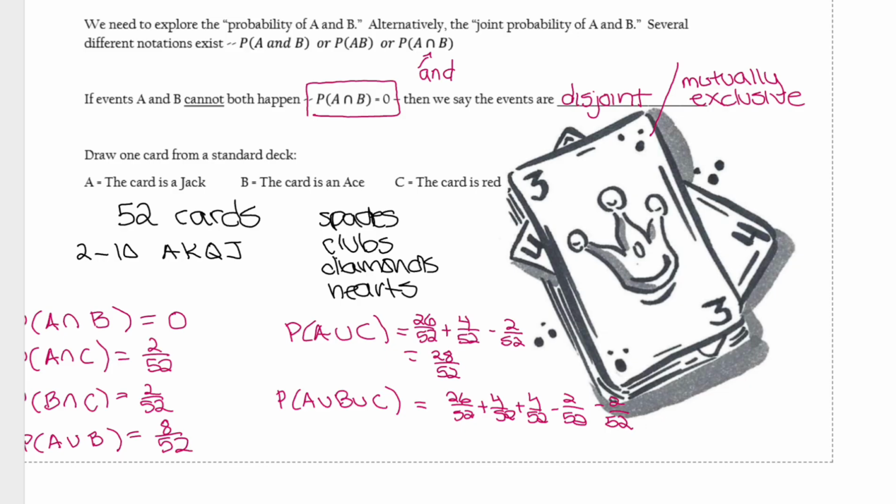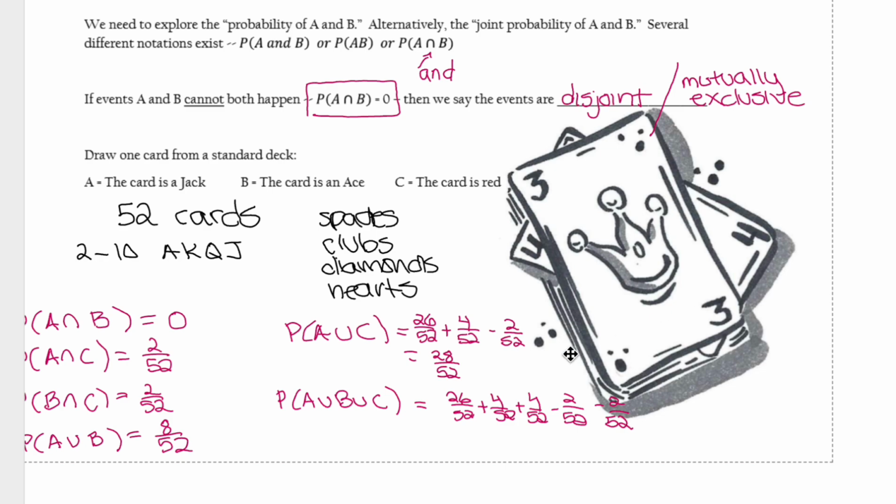Then let's take a look at the probability of getting A or C. Now this one is important. We can use the formula: probability of A plus probability of C minus probability of A and C. Why do we subtract? Because we counted the overlap twice. Probability of A is 4 over 52, probability of C is 26 over 52, and probability of A and C is 2 over 52. Now plug in, and we get 28 over 52 at the end.